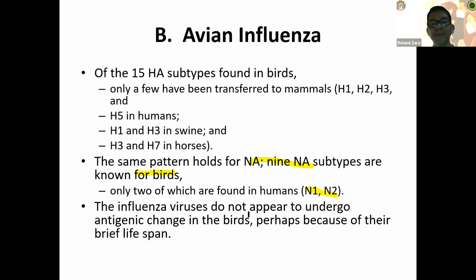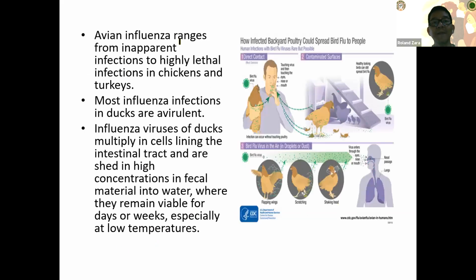So they do not appear to undergo antigenic change in the birds. Okay, bakit? Kasi yung birds namamatay rin naman. Brief lifespan. So walang antigenic change in the birds. Okay, so birds to humans. But birds, hindi. So the avian influenza ranges from inapparent infection to highly lethal infection in chickens and turkeys. So yung avian influenza, pwedeng ma-transmit going to humans. Okay, yan. So your H1N1.